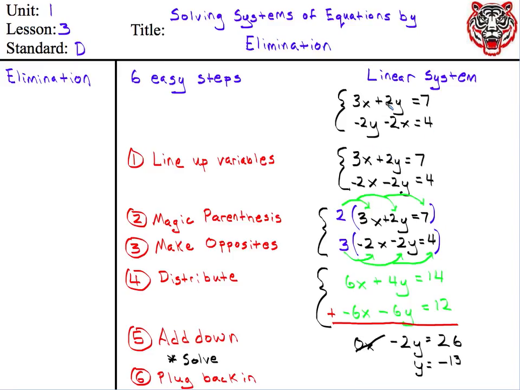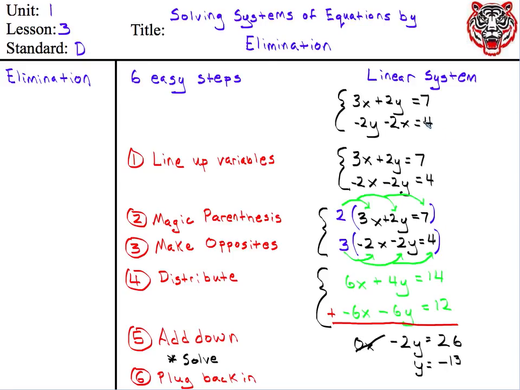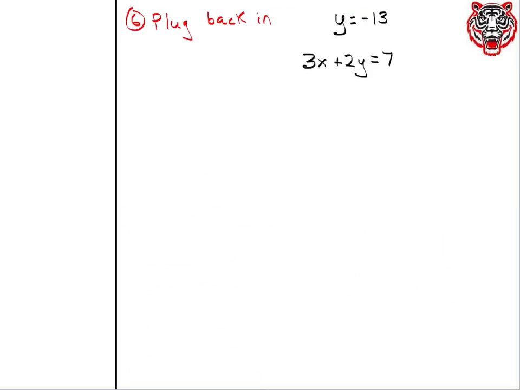Which of these two equations that we started with looks the easiest? And it might be different for you. I don't like negatives personally, so I'm going to plug into this equation. So 3x plus 2y equals 7. Let me rewrite that. 3x plus 2y equals 7. Maybe you like smaller numbers and you'll choose the other one. It'll come out the same. Okay, making sure I copied it down correctly.